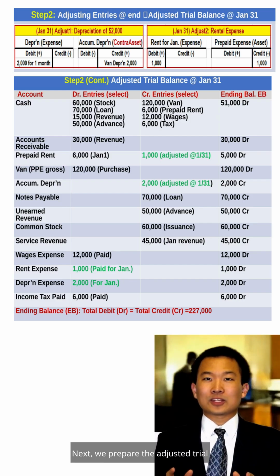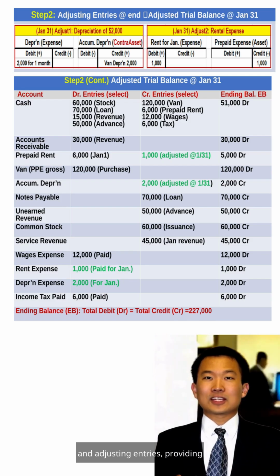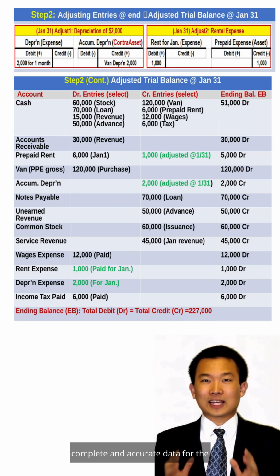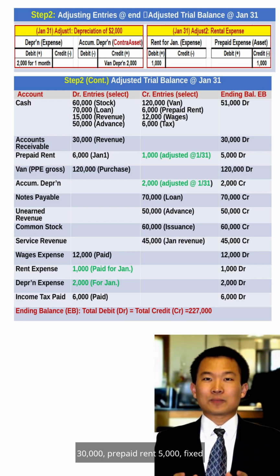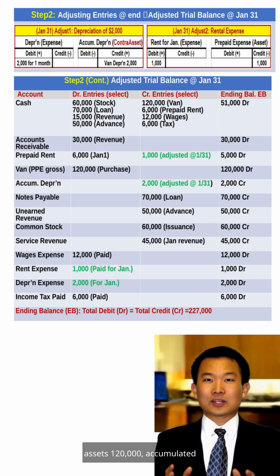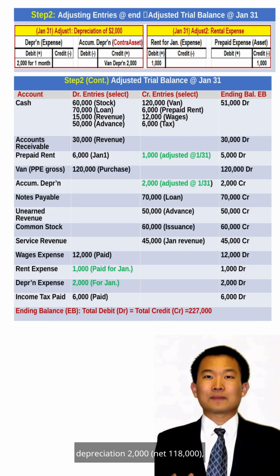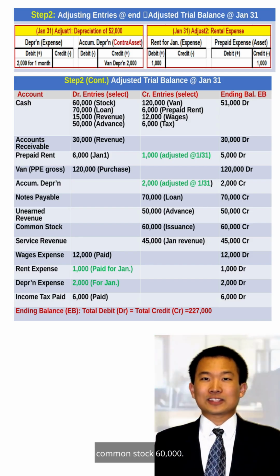Next, we prepare the adjusted trial balance, which serves as a cornerstone, summarizing all amounts after regular transactions and adjusting entries, providing complete and accurate data for the income statement and balance sheet. Cash $51,000, accounts receivable $30,000, prepaid rent $5,000, fixed assets $120,000, accumulated depreciation $2,000, net $118,000, notes payable $70,000, unearned revenue $50,000, revenue $45,000, common stock $60,000.